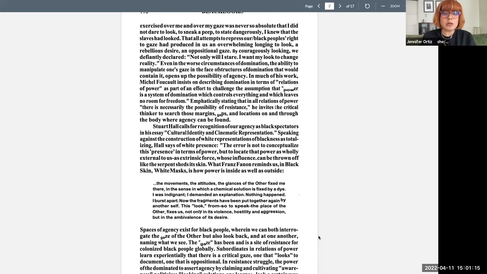In much of his work, Michel Foucault insists on describing domination in terms of relations of power, as part of an effort to challenge the assumption that power is a system of domination which controls everything and which leaves no room for freedom, emphatically stating that in all relations of power, there is necessarily the possibility of resistance. He invites the critical thinker to search those margins, gaps, and locations on the body where agency can be found.